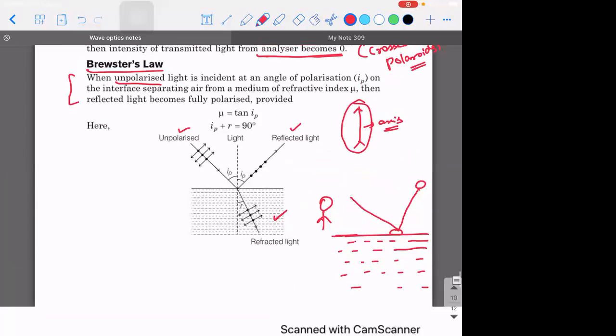Suppose you have an unpolarized light which you make incident at an angle called the angle of polarization on the interface separating the air and the medium. Then the reflected light becomes fully polarized, meaning the light which is getting reflected will get completely polarized. That so-called angle of polarization is what is called Brewster's angle.